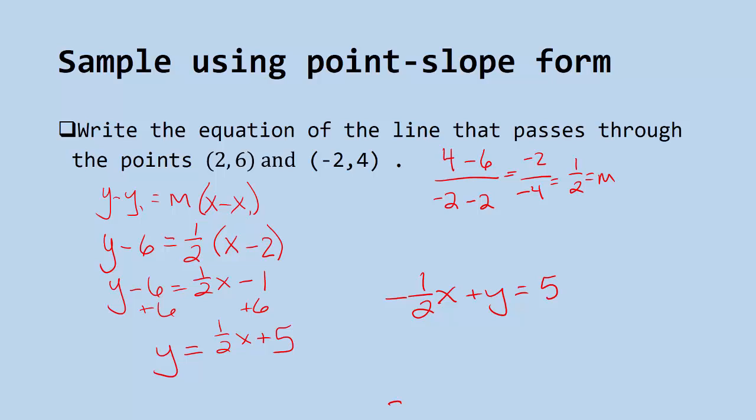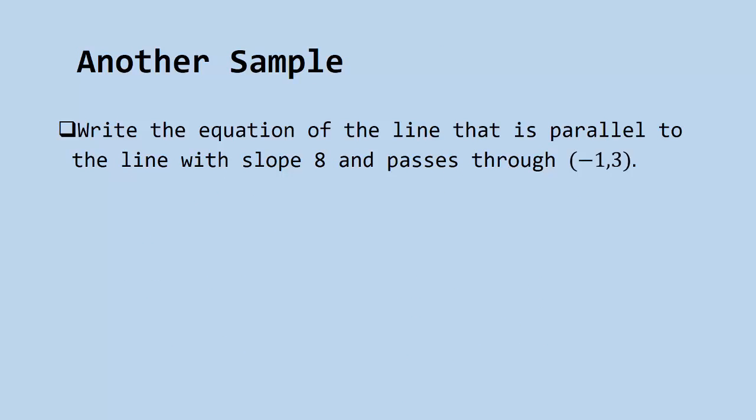If you wanted to write it in standard form without fractions, if you remember the rule that as long as you multiply every term in an equation by the same number, it's an equivalent equation. So what if I did multiply everything by 2? I would have -x plus 2y equals 10. And that's going to be the exact same equation, just written in a slightly different form. Let's take a look at another sample.